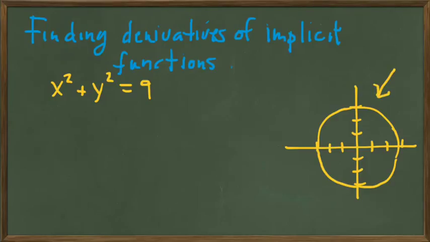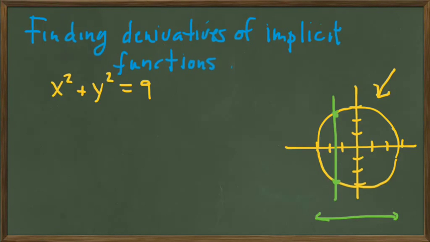It's not really a function because the requirement for a function is that if we do the vertical line test, that vertical line only hits the graph in one point, and clearly that's not the case for all the vertical lines that pass through this circle in this range.